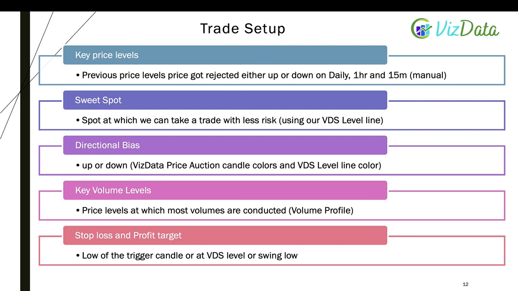When we talk about indicators, there are two types of indicators. One is lagging and then leading. Lagging means the indicator follows the price movement, and based on that it applies some mathematical calculation and then shows some graphs, right? That is a lagging indicator. Example, MACD, RSI, all those things are lagging indicators which follow the price.